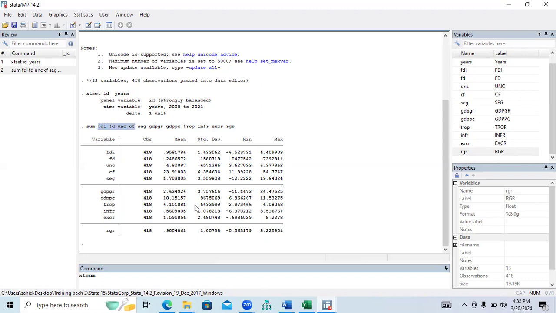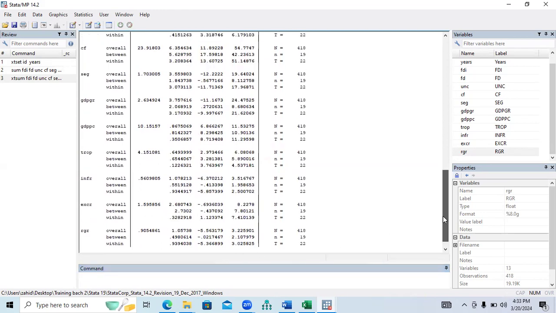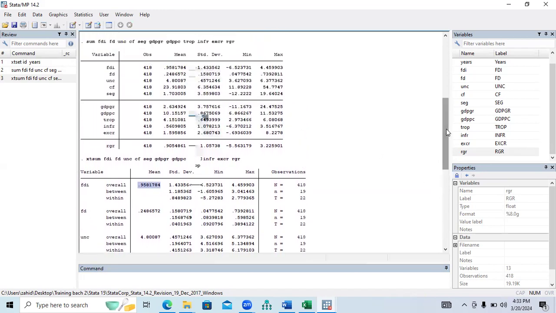If you have pooled data, the sum command is reasonable to use. But if you have panel data, you should use the xtsum command. So you need to copy your variable here, and it will show you the summary statistics like this. Now you can see a detailed summary statistic. For FDI, the overall mean is 0.95, which is the same as with the simple sum command.